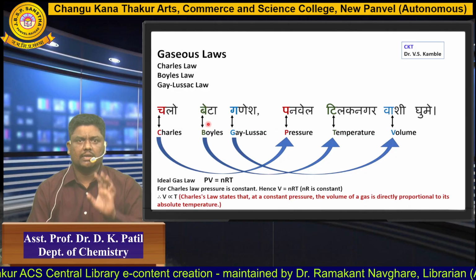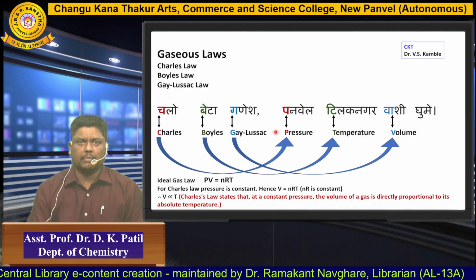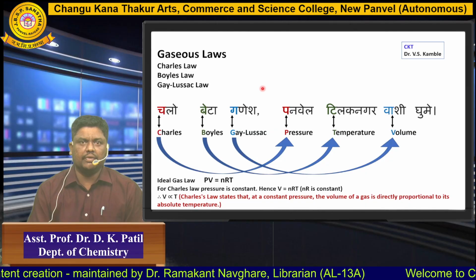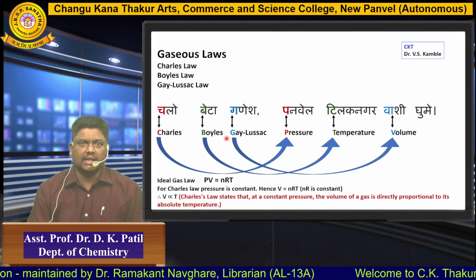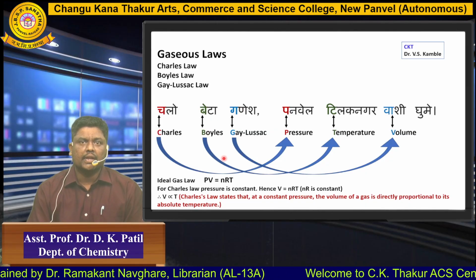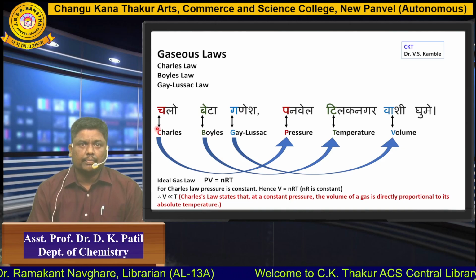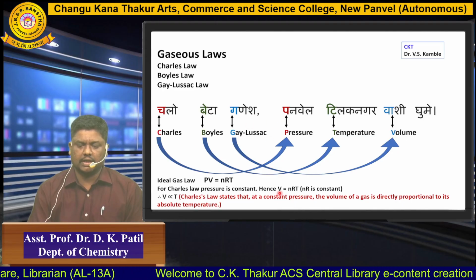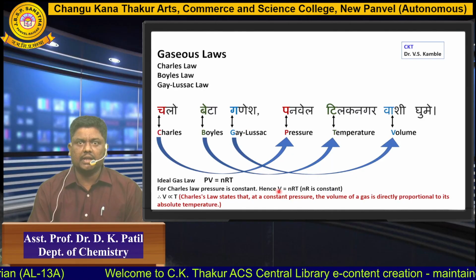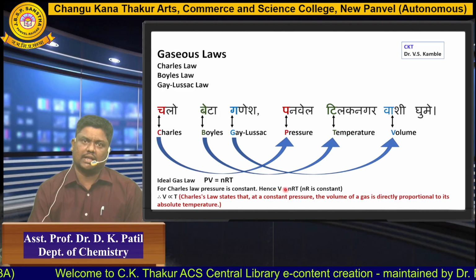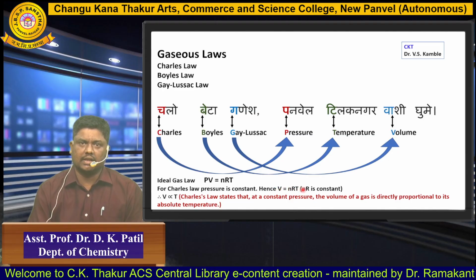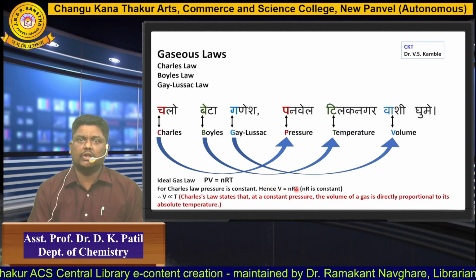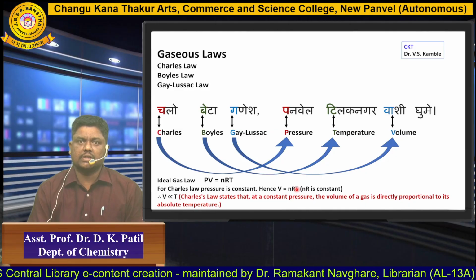So how to remember? This is very important. We know very well about the ideal gas equation, PV equals nRT. Let's see Charles law. We know in Charles law, pressure is constant, and therefore, as P is constant, V equals nRT, and n and R are constants. Therefore V is directly proportional to T at constant P.